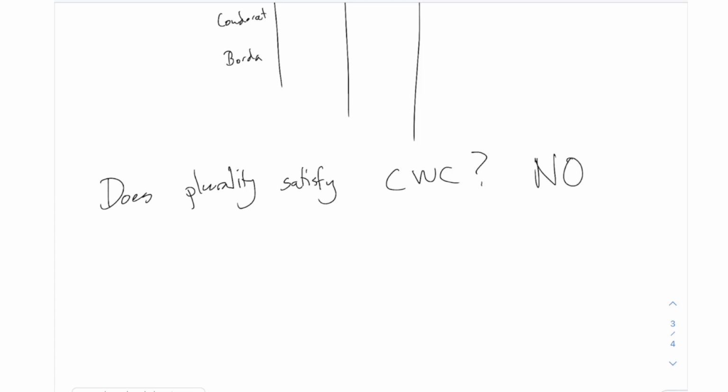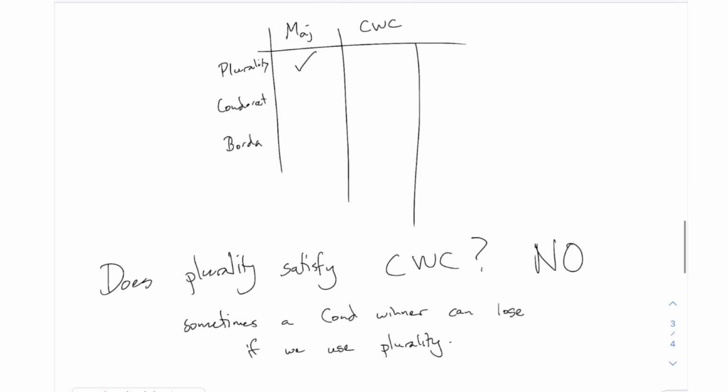The reason is because sometimes a Condorcet winner can lose if we use plurality. Right? This happened in the movies example. This also happened in the Bush-Gore-Nader thing, right? Gore was the Condorcet winner in that election, but the plurality winner was somebody else. So the plurality system does not always make the Condorcet winner win the election. So I'm going to put a big old X right here. The plurality system does not satisfy the Condorcet winner criterion.